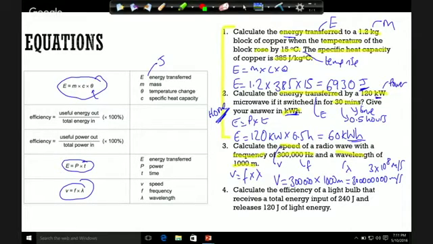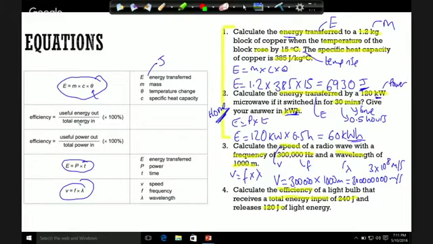Finally then, this efficiency calculation, again, people get really scared of these, but it's nothing to be worried about because you just underline the key points and answer the question. Calculate the efficiency of a light bulb that receives a total energy input of 240 joules and releases 120 joules of light energy. So we've been given efficiency, energy input, and some sort of energy released.